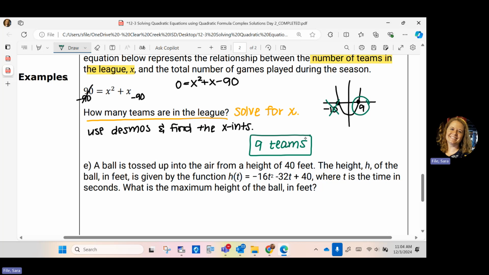Now, E says a baseball is tossed in the air from a height of 40 feet. The height h of the ball in feet is given by this function, where t is the time in seconds. What is the maximum height of the ball in feet? I will tell you, when I did this with first period, I realized there's a typo.